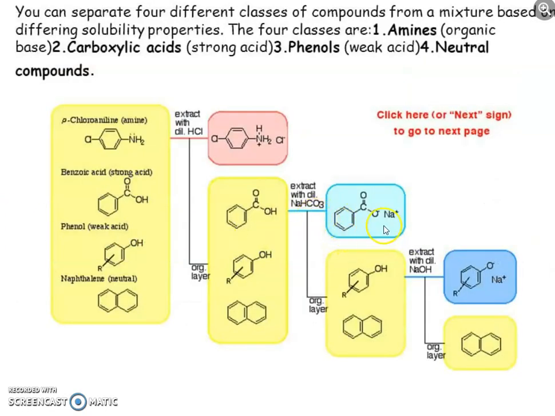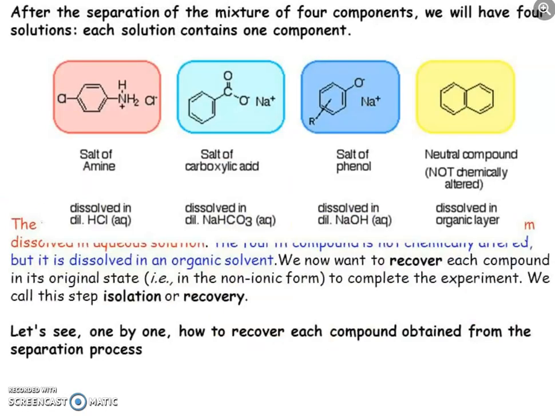First one is the sodium bicarbonate. Then after separation of the mixture of 4 components, you will have 4 solutions. Each solution contains 1 component: salt of amine, salt of carboxylic acid, salt of phenol, and neutral compound not chemically altered. So dissolve in dilute HCl, dissolve in dilute sodium bicarbonate, dissolve in dilute NaOH.